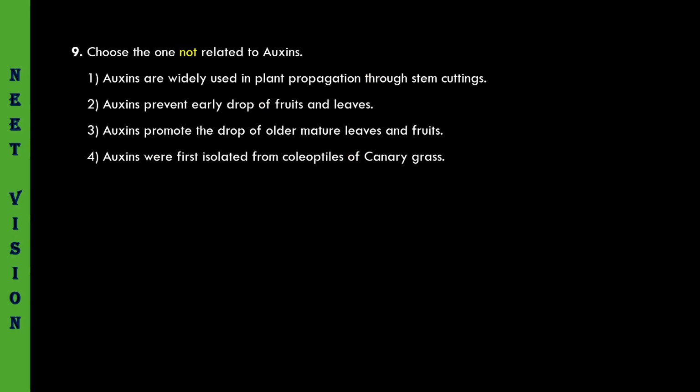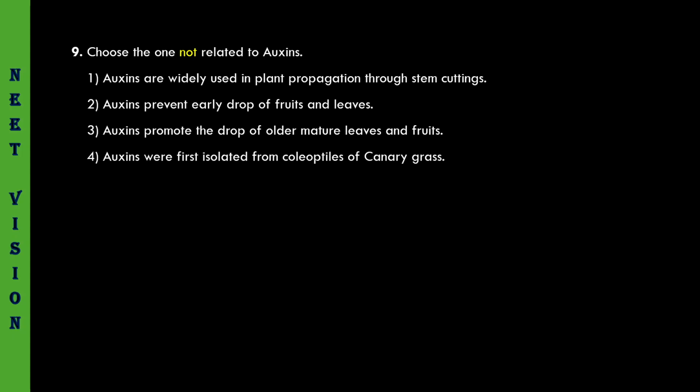Choose the one not related to auxins. Auxins are widely used in plant propagation through stem cuttings. Absolutely true, because auxins promote the formation of adventitious roots in stem cuttings and play a role in vegetative propagation of useful plants. Auxins prevent early drop of fruits and leaves. It's also true. They prevent early abscission of fruits and leaves. Auxins promote the drop of older, mature leaves and fruits. Yes, they promote the abscission of older, mature leaves and fruits. The first three statements are related to auxins.